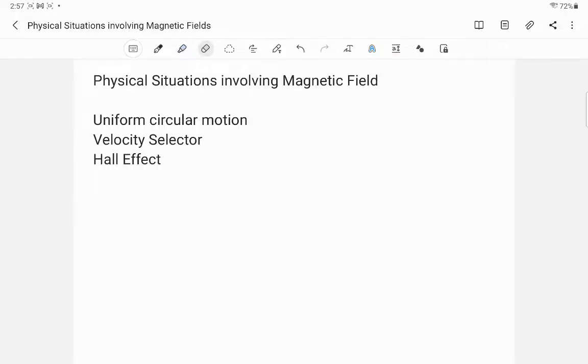In this video, I want to describe some interesting physical situations that involve magnetic field. And I'll just point out really quick, I want you to notice that I have not described any physical situations where we are looking at a magnet in a magnetic field. So far, we've only looked at electric charges in magnetic field.